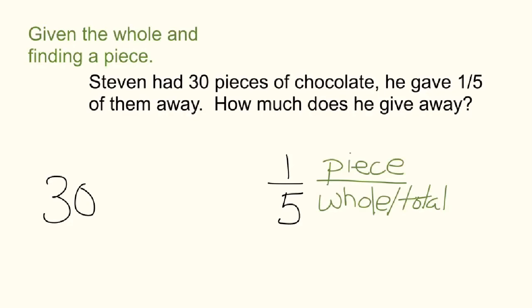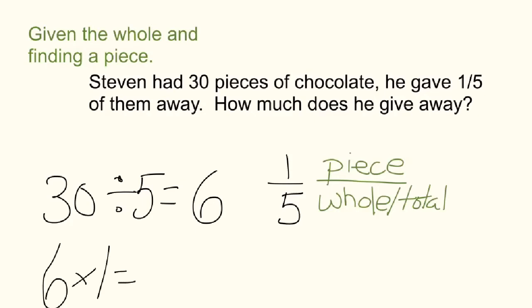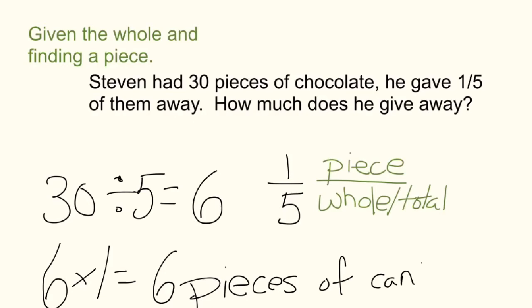So first we need to take these 30 pieces of candy and split them into 5 equal groups. So there are 6 in each group. Then it says that Stephen gave away 1 of those groups. So he gave away 6 pieces of candy. Remember, we divide first, and we're dividing by the part of the fraction that the number represents. 30 is the whole, which is the denominator, so we divide by the denominator. And then we multiply by the part of the fraction that we did not use yet.